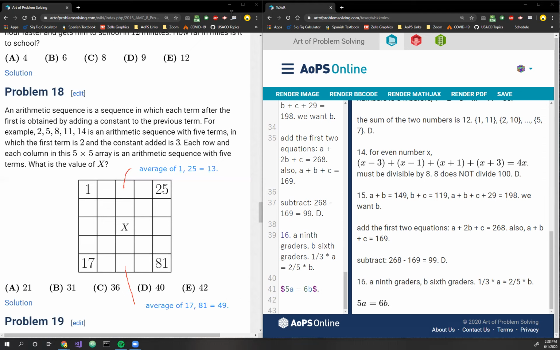Then this middle row is an arithmetic sequence as well. So x is the average of 13 and 49, and this is equal to 31. That means the answer is 31, which is B. This took us a lot less time than if I had tried to solve number 16 or 17. So 18 is B.